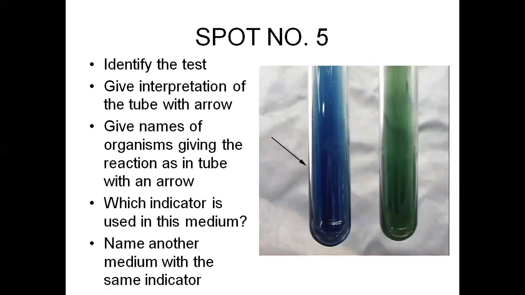If we ask another question, that is, name citrate positive bacteria, that is the next list you are going to make. The most common ones are Klebsiella and Vibrio cholerae. Which indicator is used in this medium? That is bromothymol blue. Name another medium or agar with the same indicator: that is CLED agar or CLED culture media. CLED is a culture media used for culturing the urine sample. I'm going to show you in the next slides.